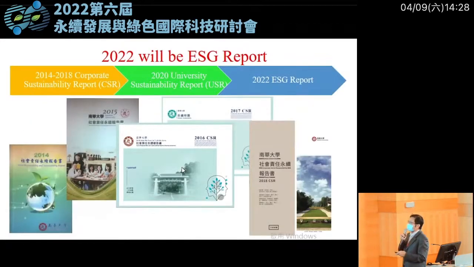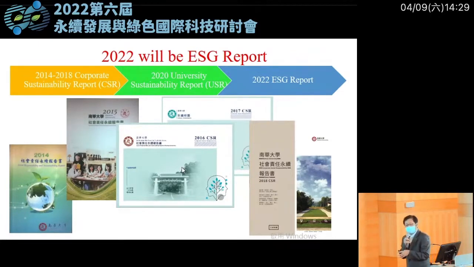First, we do the ESG report. But in the beginning, we did not do the ESG report. I came to school in 2016. From 2016 to 2018, we did the corporate sustainability report, the CSR report. Two years ago, we did the university sustainability report. Then this year, we will transform to the ESG report.